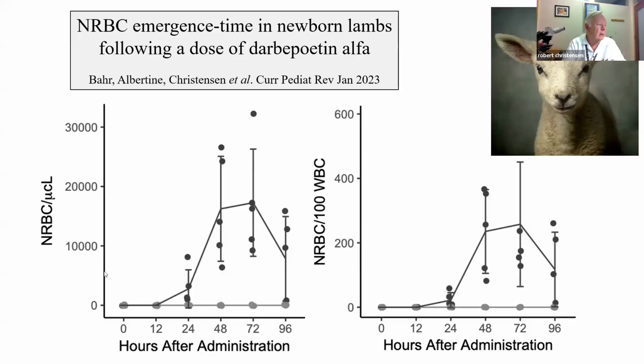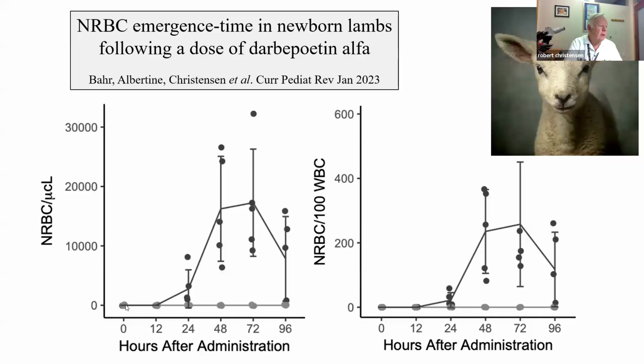Here are two panels, nucleated red cells per microliter and nucleated red cells per 100 white blood cells. And in each, you have two lines. There is a gray line and a black line. These are because the newborn sheep were injected with either high levels of darbepoetin or a vehicle control as a placebo.